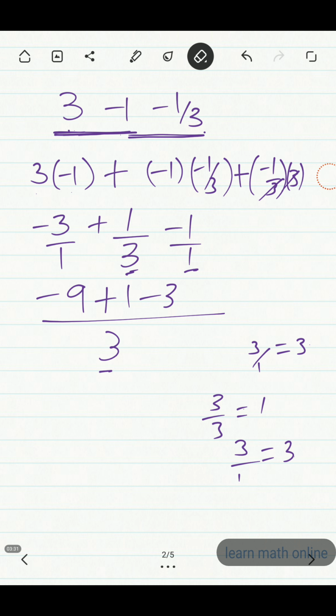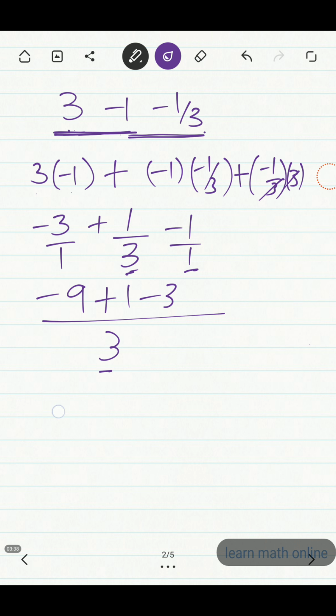Now let us simplify this. This is minus 8 minus 3 by 3. So this will give us minus 11 by 3. So the sum of the products of zeros taken two at a time is minus 11 by 3.